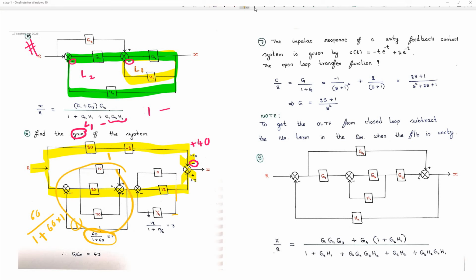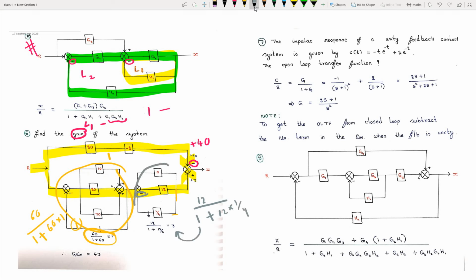Now focus on second part. So these two blocks are connected in parallel, so we have to add it. So 12 plus 0, 12. And we have 1 minus, already we have here minus sign, so minus into minus plus. Forward path we have 12, in feedback path we have 1 by 4. So when you solve it, you get the answer as 3. So this overall reduces to 3. Now two blocks are connected in series, so we have to multiply. So 1 into 3 is 3. Finally, we get the gain as 40 plus 3 as 43. This completes your second question.